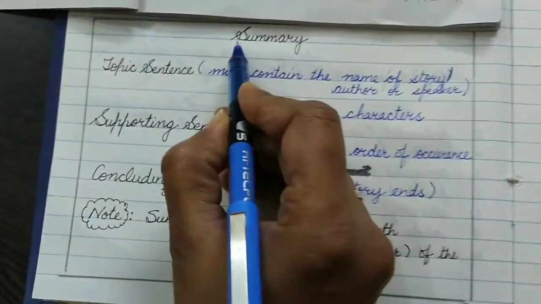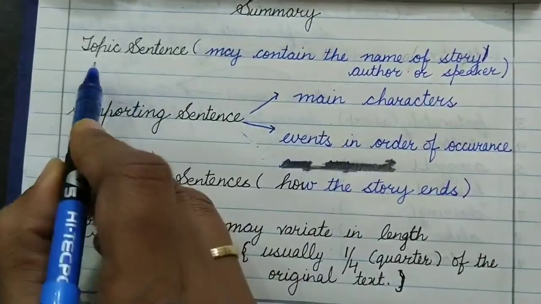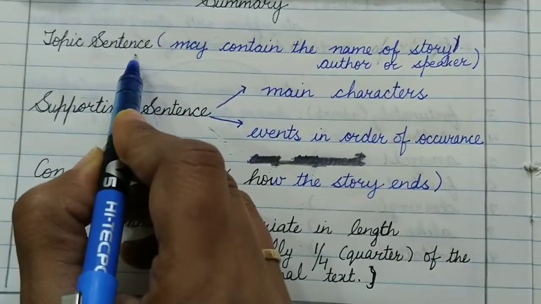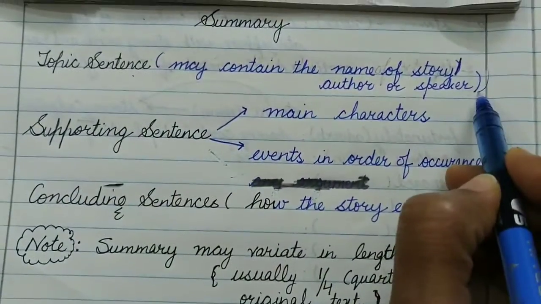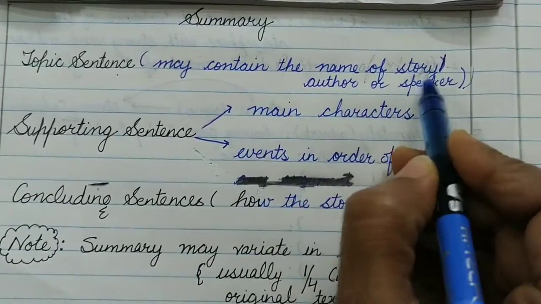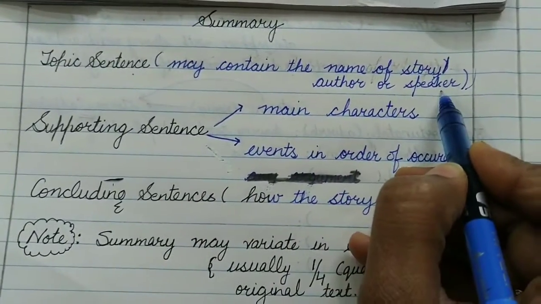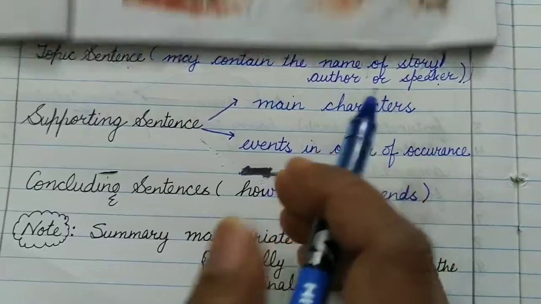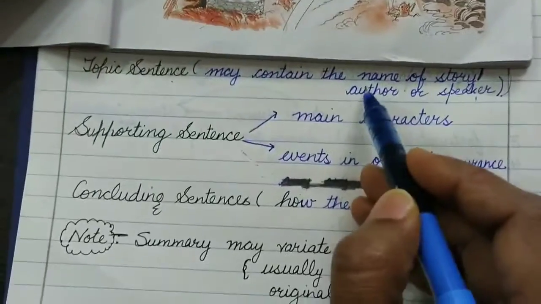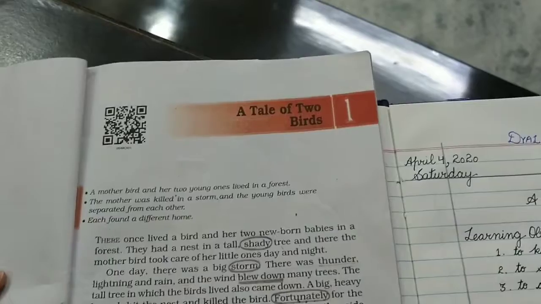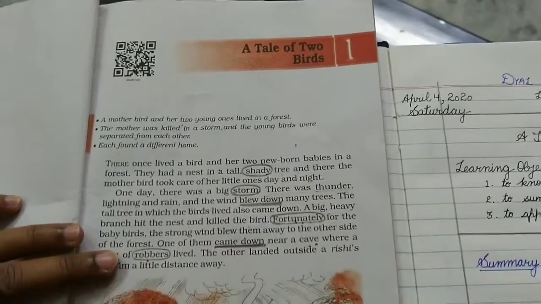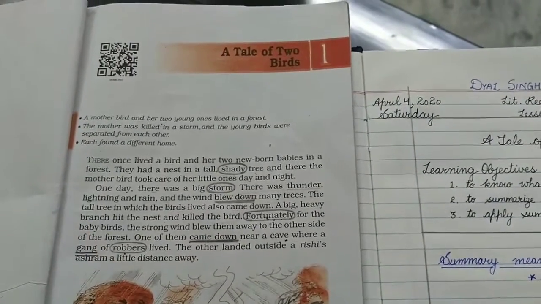So to write a summary, just write on the top "Summary". Begin with the topic sentence. And what might a topic sentence have? It may contain the name of the story or the author or speaker. Here in this case, A Tale of Two Birds, you could always start with a topic sentence. A Tale of Two Birds is a story, right? About. So this could be your topic sentence.